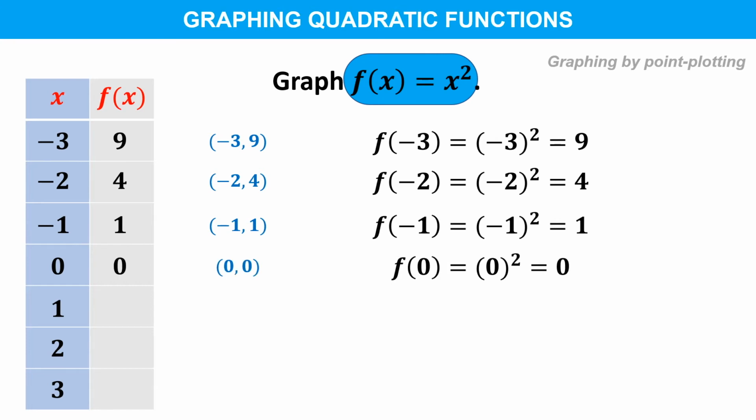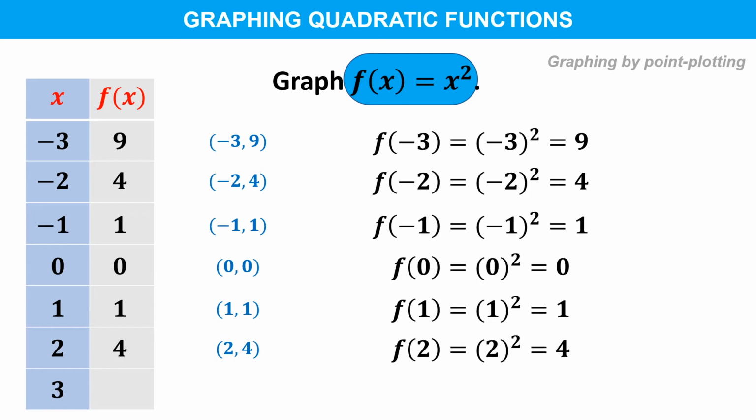If x is 0, f of 0 is 0 and the corresponding point is 0, 0. If x is 1, f of 1 is 1 and the corresponding point is 1, 1. If x is 2, f of 2 is 4, the corresponding point is 2, 4. And if x is 3, f of 3 is 9, the corresponding point is 3, 9.